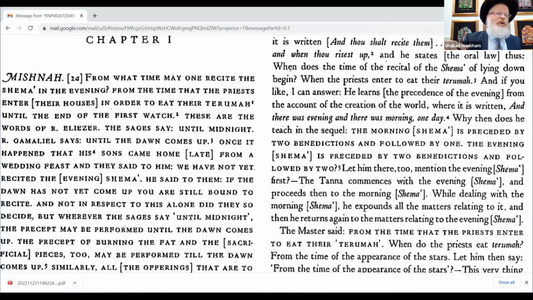Many times they ask, what is the Jewish law? They say, check what the people on the street are doing. You'll know what the law is. That's the way we know what you're supposed to be doing. So he says like this: once it happened that his sons came home late from a wedding feast. They were partying all night.